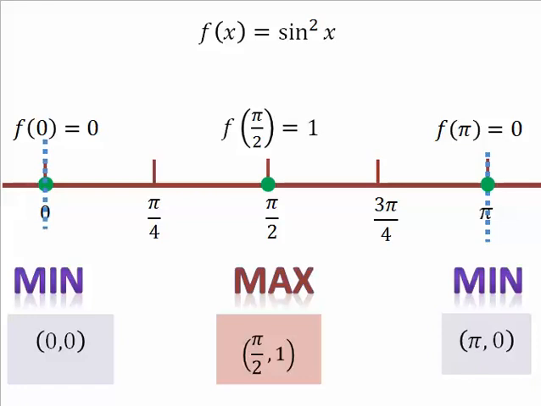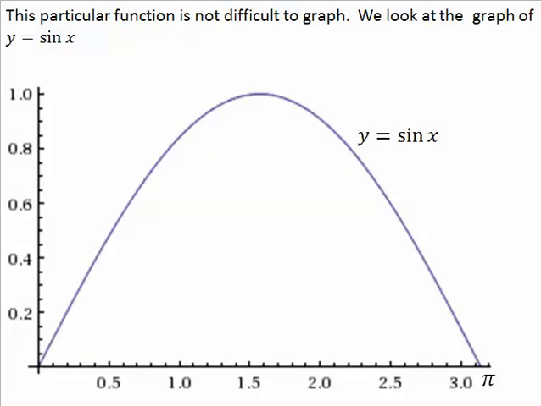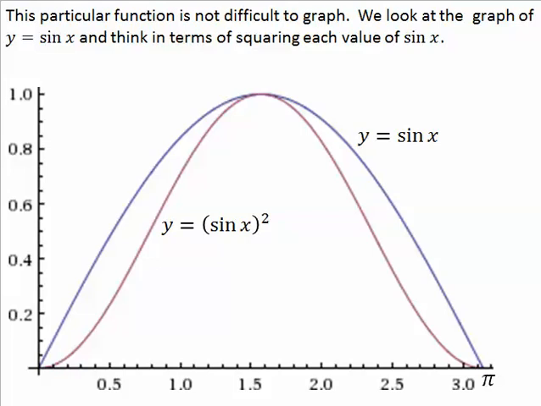Now, the only other thing we need to do is to use a graphing utility to confirm our results. I prefer to use Wolfram Alpha. In this case, though, the function is fairly straightforward, and you may find that you can do it without using any graphing utility at all. Just keep in mind what sine x looks like from 0 to pi. If we're to square each value, then all you get is a slightly sharper curve.